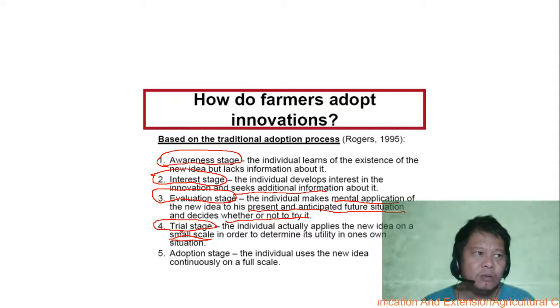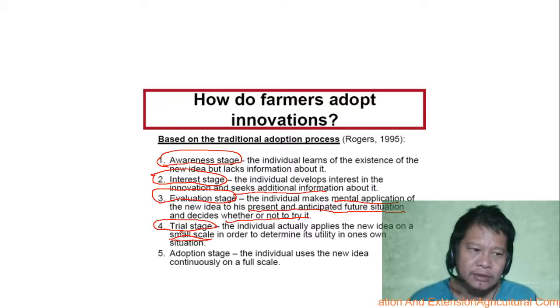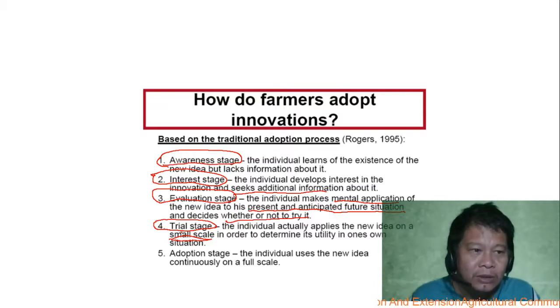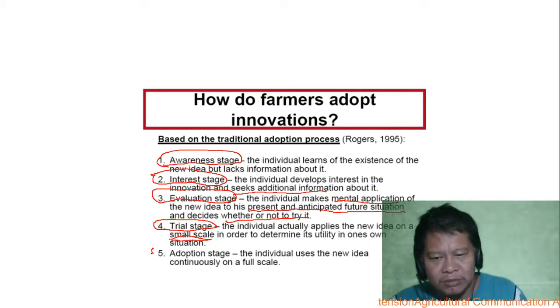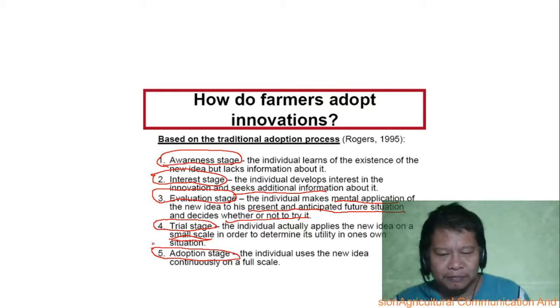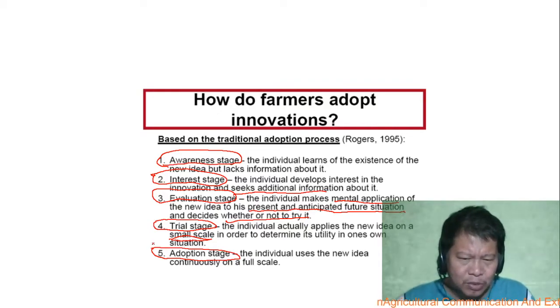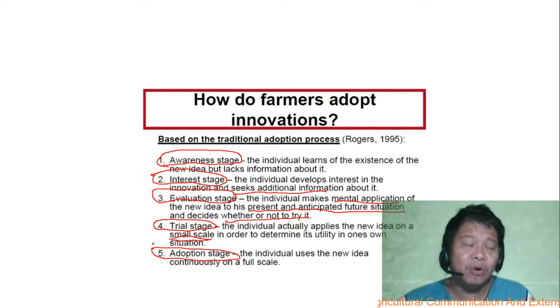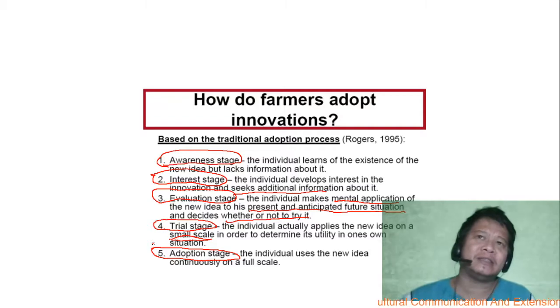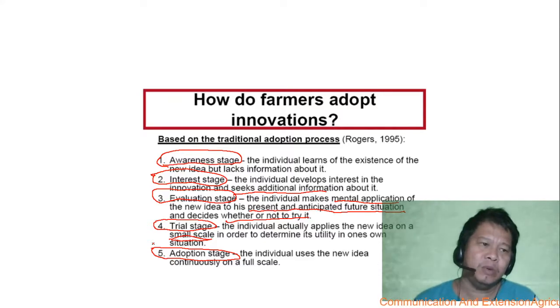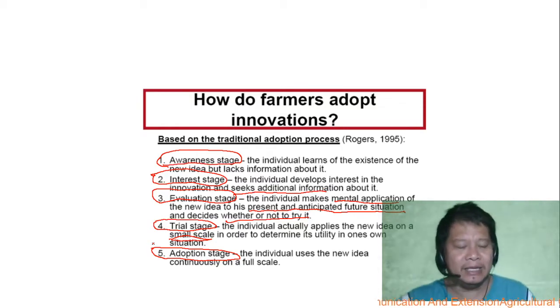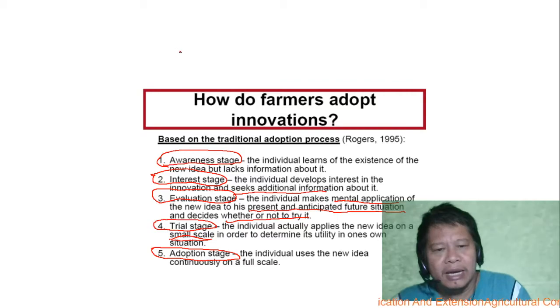If you see in the trial stage that it is good, then you decide to make full use of the technology or innovation on a full scale basis. That is why you are now at the adoption stage, because the trial stage went well. In the adoption stage, the individual uses the new idea continuously on a full scale. But if the trial stage did not go well, then you reject the innovation, the technology, the practices, the methodologies, because it was not good in your trial. So these are the stages of the adoption process.